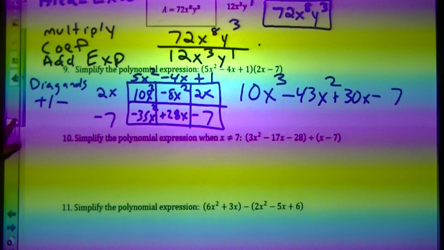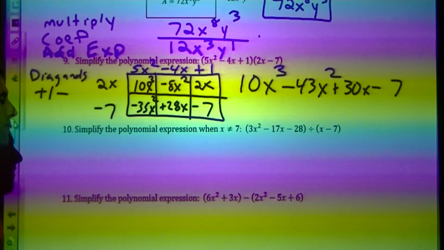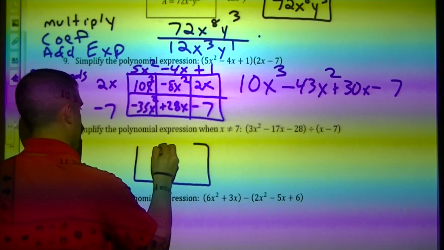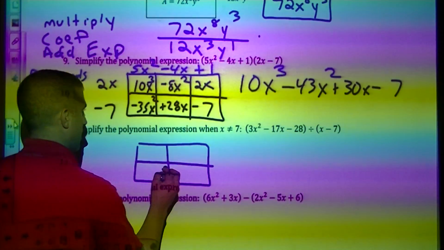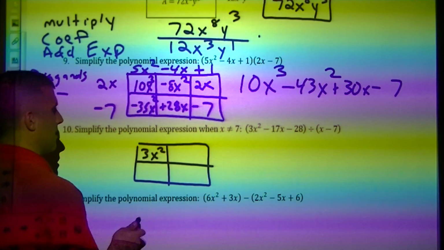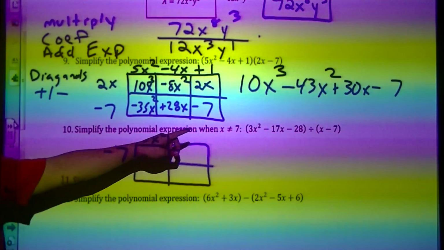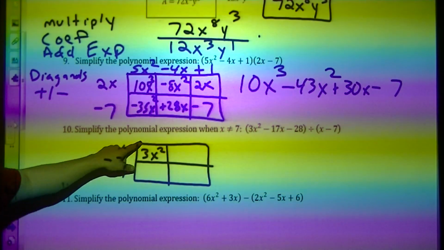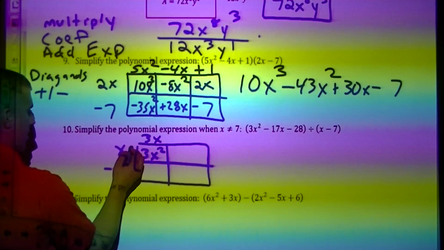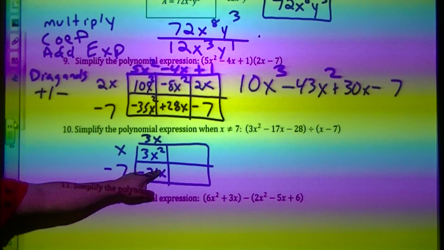Simplify the polynomial expression. We are doing division here. If you want to, this is how you can do it. I got 3x squared, and I know I'm dividing by x minus 7. So if I know that's the case, this times this has got to give me this. So that's 3x. That's going to be negative 21x because this times this gets me that.